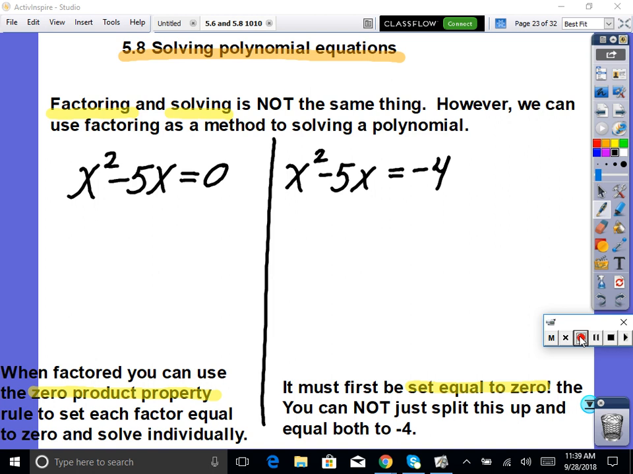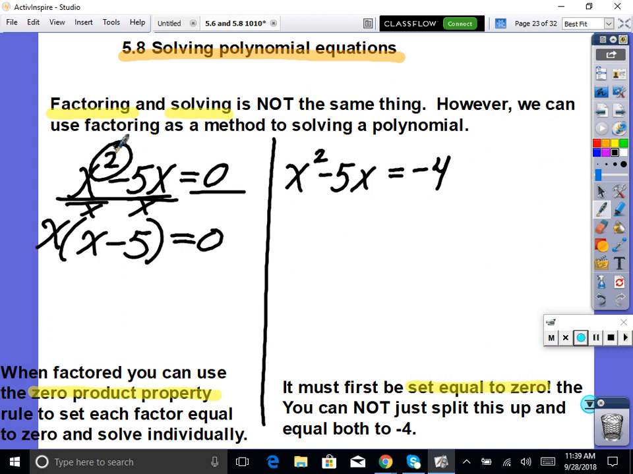Okay, everyone look at this first problem. Is it in standard form? Yes. Is it set equal to 0? Yes. So now we'll factor it. Pull out an x, divide by x, divide by x. So left is x minus 5. All quadratics should have 2 solutions because it's degree 2.